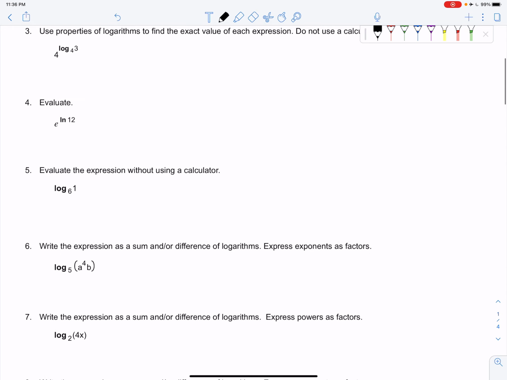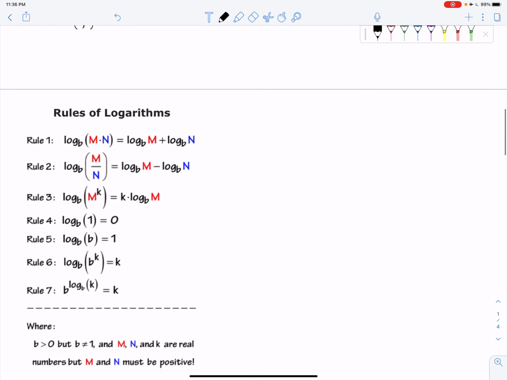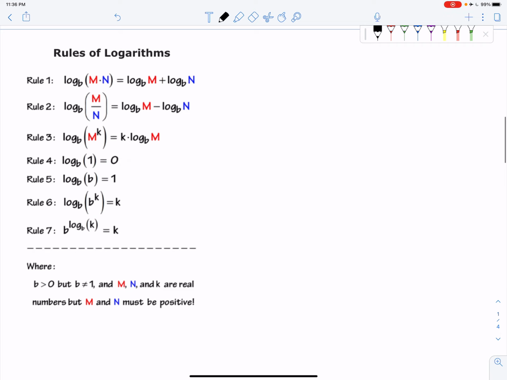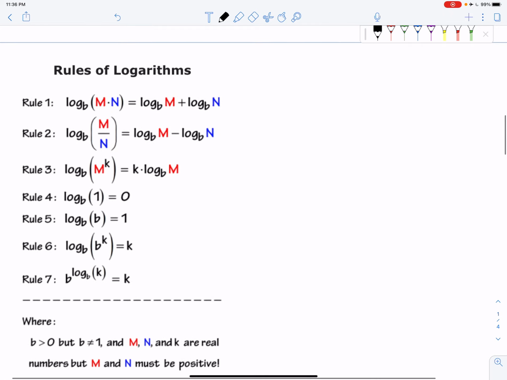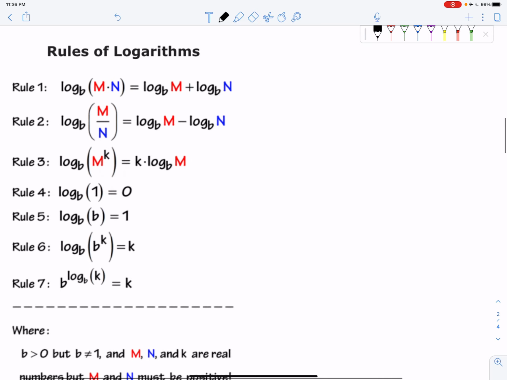So I'm going to scroll down here to take a look at some of these properties that I typed up here for you, or did a screenshot. So anyhow, rules of logarithms, also known as properties of logarithms. Let me zoom in here. And the first one, rule number one, and you don't really have to call it rule number one, but you have the product of two logs can be rewritten as the sum. Now, notice the bases are the same. So we're looking at this one right here.